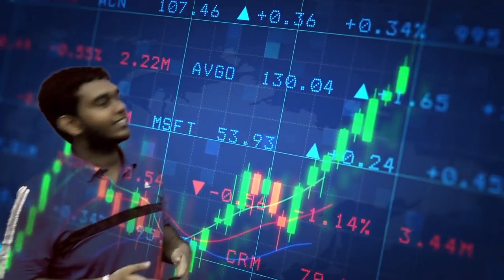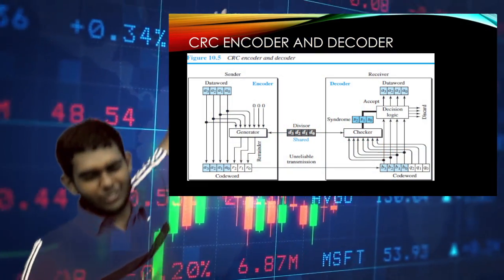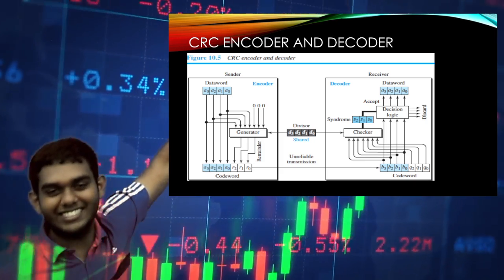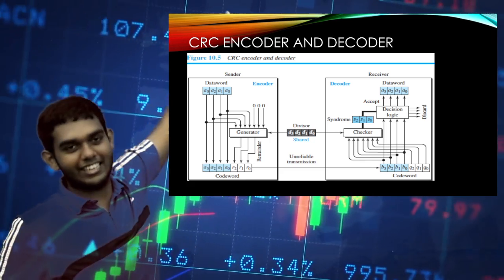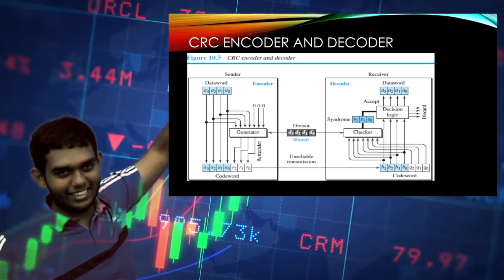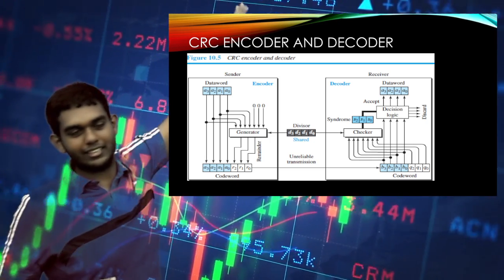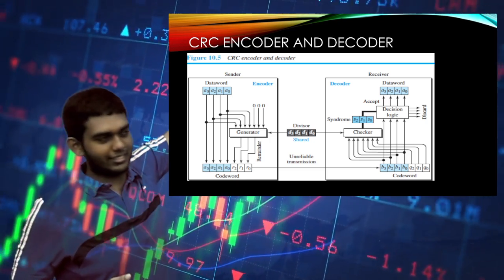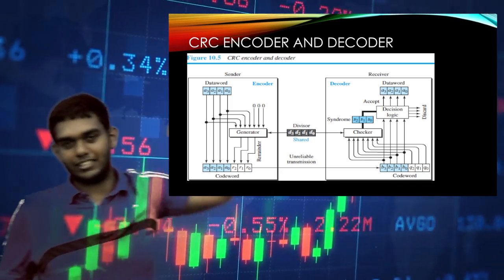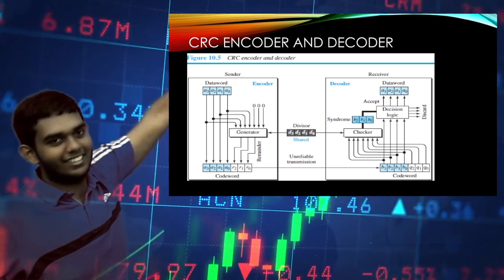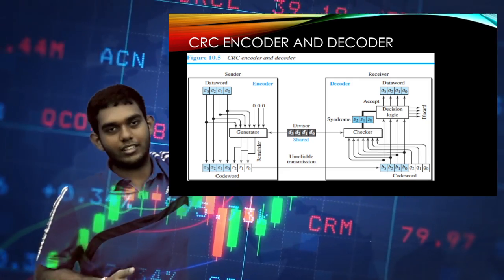So this is the CRC encoder and decoder. As you can see here, the encoder has a data word which consists of 4 bits, and it is increased by 3 bits. The generator uses the division process to divide the data word using 3 random bits as the divisor. The quotient will be discarded after the division. This is the encoder for the sender, and this is the decoder for the receiver.